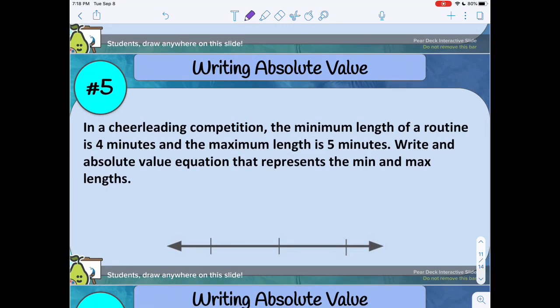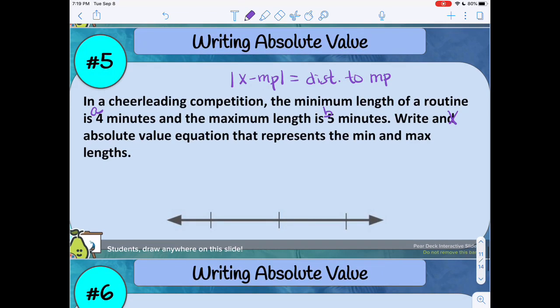We have a word problem here: in a cheerleading competition, the minimum length of a routine is 4 minutes. We'll call that our A value because that's our minimum. The maximum length is 5 minutes, so that's our B value. We want to write an absolute value equation that represents the minimum and maximum lengths. So again, we're going to have |X minus the midpoint| is equal to the distance to the midpoint.